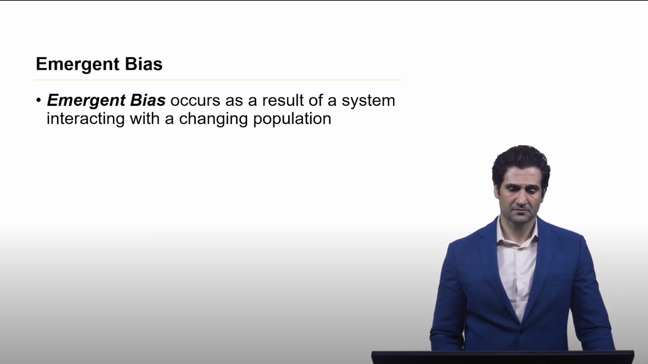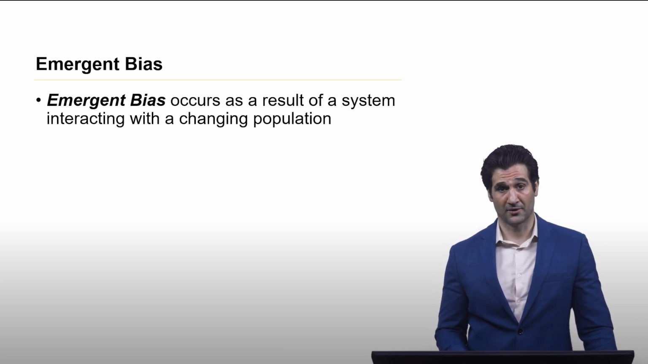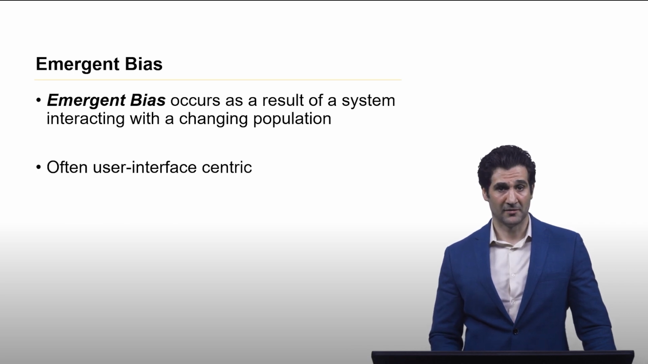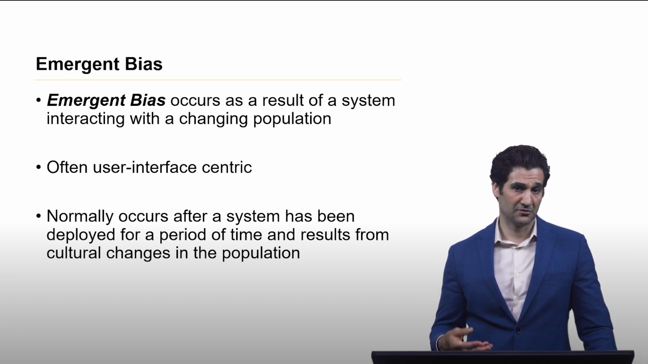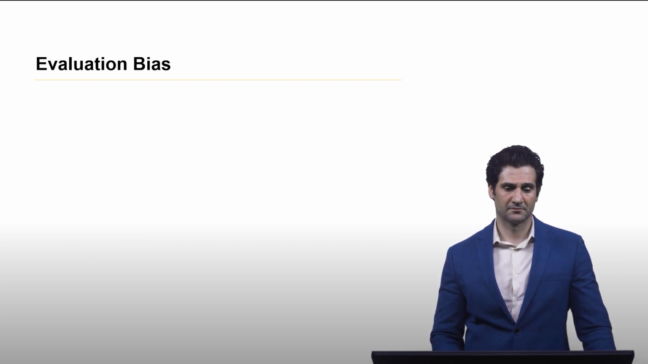Emergent bias. This occurs with systems that are running for a long period of time and interacting with a population that itself may change. It's also user-centric, and it happens when there are cultural changes within the population that interact with the output of the software.